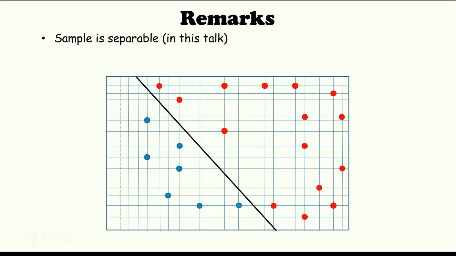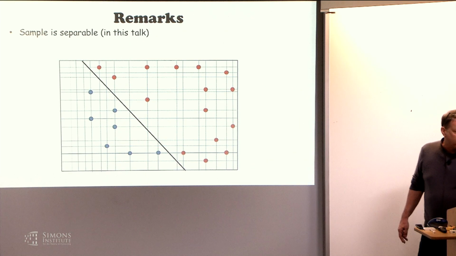So a few remarks. In this talk, I'll assume that the sample is separable. There's a half space that labels correctly all points. I will discuss in a few slides that we can also handle the case that it's not separable.